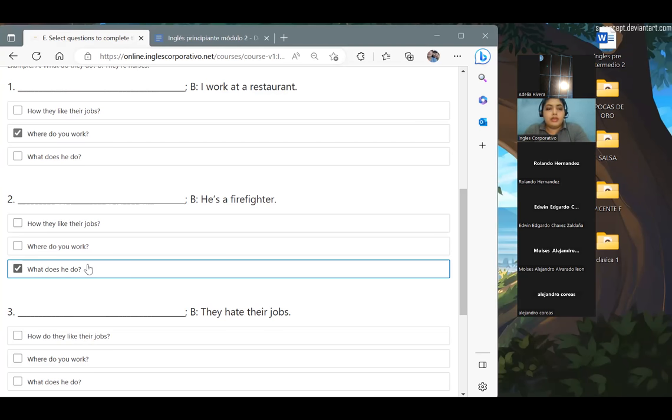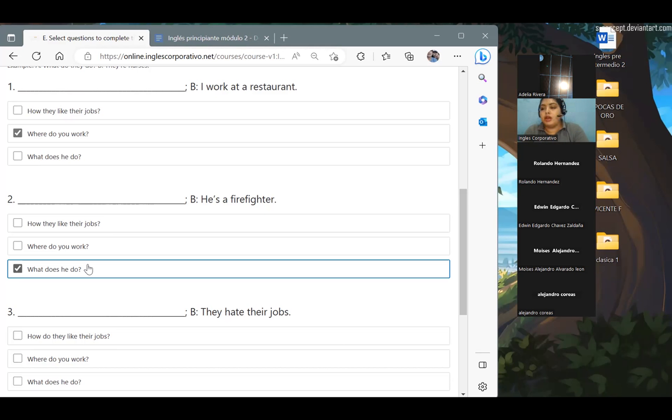Next one, number three. They hate their jobs. Ellos odian sus trabajos. How do they like their jobs? Where do you work and what does he do? Ellos odian su trabajo. ¿Cuál es la opción correcta que tenemos ahí? How do they like their jobs? Where do you work and what does he do?